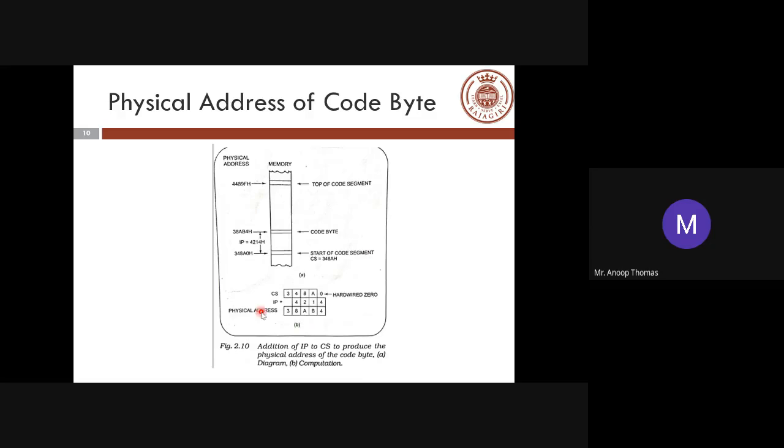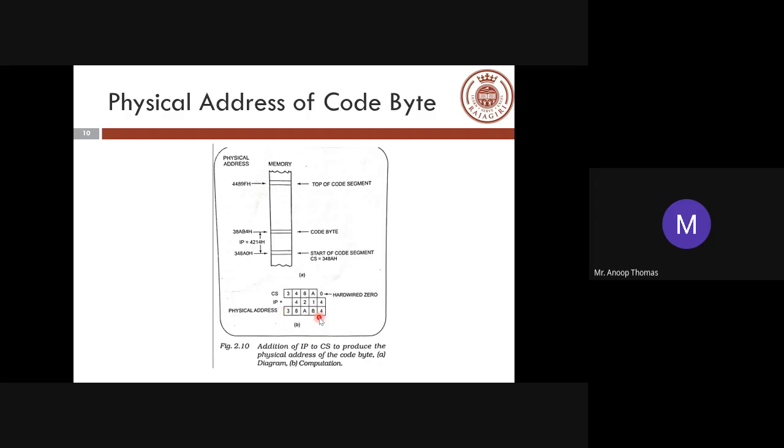But the code segment will have the starting address of the particular code being executed. Along with it, you will add the instruction pointer. Both of these are 16-bit values, but the operation performed is a 20-bit addition. So you will add a hardwired 0 at the end of your CS value, then add the IP, the instruction pointer, to it and get the result. This will be the physical address associated with the execution of a particular instruction. So you get a physical address by using the code segment and the IP.